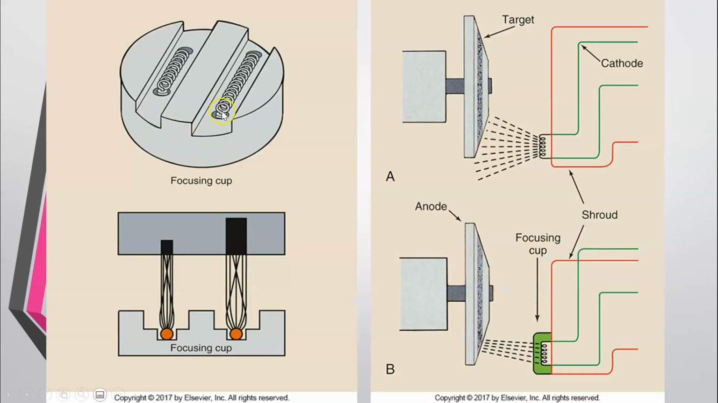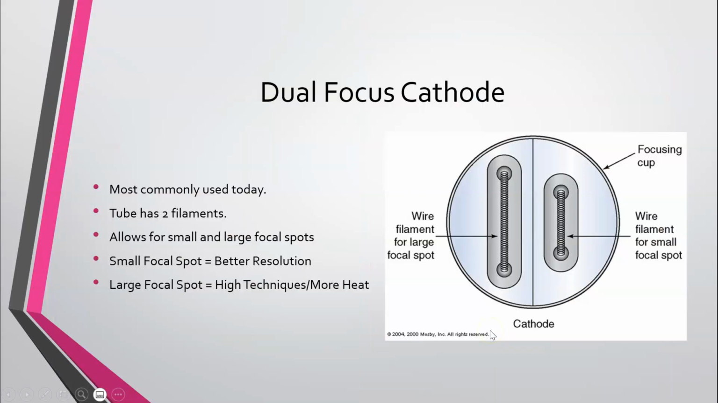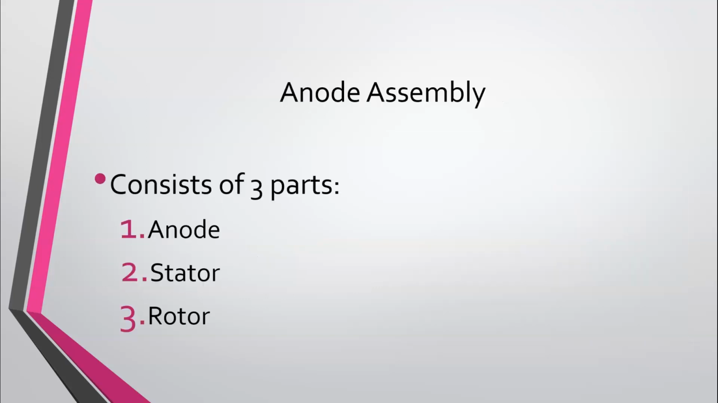Okay, so here is our focusing cup, and you can see our filaments in there. We have a small and a large. If we don't have a focusing cup, this is just the beam. The electrons like to spread out away from each other because they're all negative, so they repel each other. With the focusing cup, we can get them into a stream. Dual focusing cup is most common. It means it has 2 filaments, allowing for small and large. Small is better resolution, whereas the large does not have as good resolution, but it can handle more heat, okay?